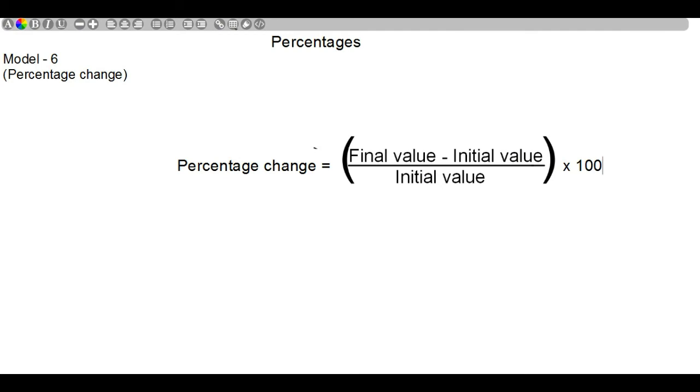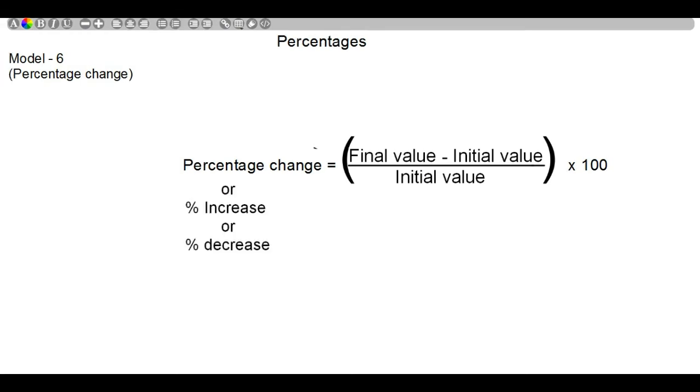Percentage change can always be taken as (final value minus initial value) by initial value into 100. Now remember friends, percentage change can either be a percentage increase or a percentage decrease. So here, how do we decide whether the change that we have obtained is a percentage increase or a percentage decrease? That can be decided based on the sign of the value.